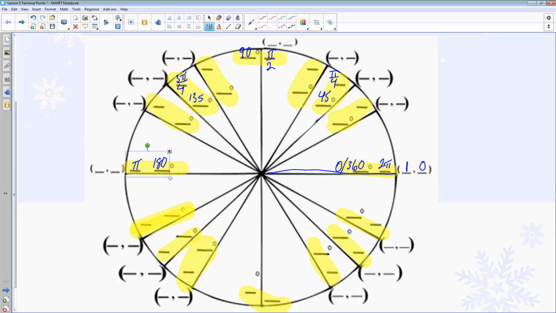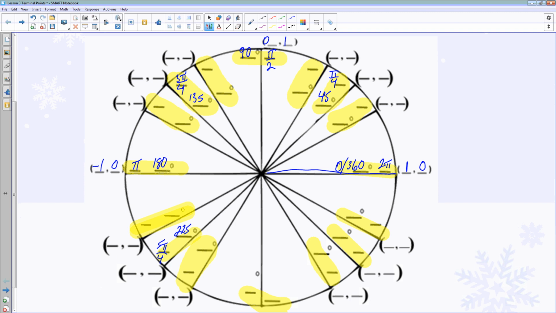I'm going to back up just real quick to pi over 2. I forgot about the terminal points there. We can come up with those as well. We've gone up 1, but we haven't gone left or right anything, so it's going to be (0, 1) for our terminal point for pi over 2. At pi, we've gone to the left 1, so it's -1, and we haven't gone up or down, so comma 0. All right, add on another 45 degrees and we're at 225 degrees, and that's 5 pi over 4.